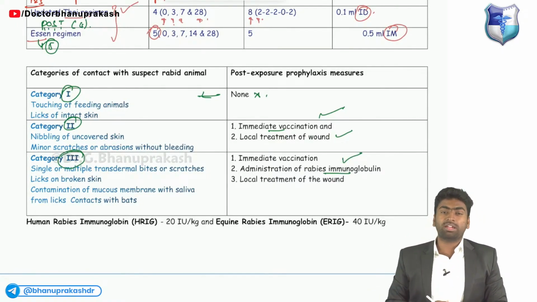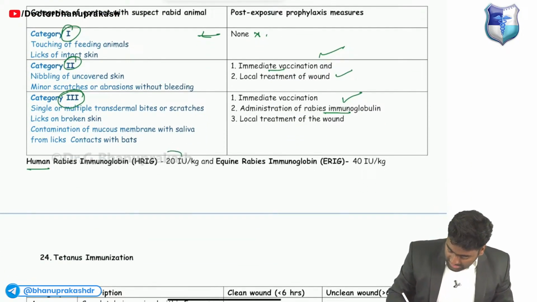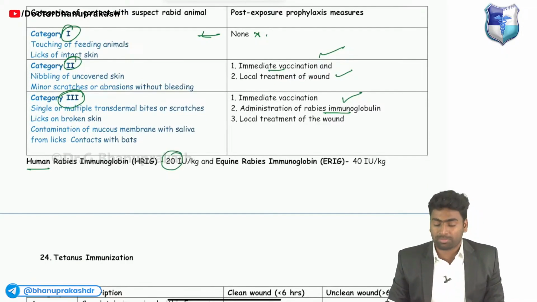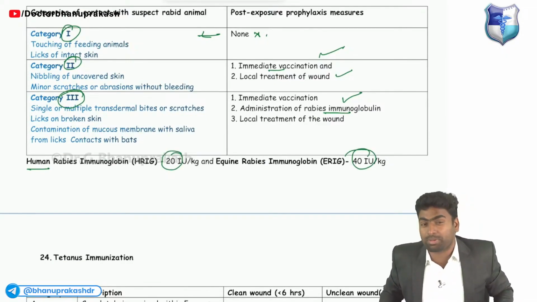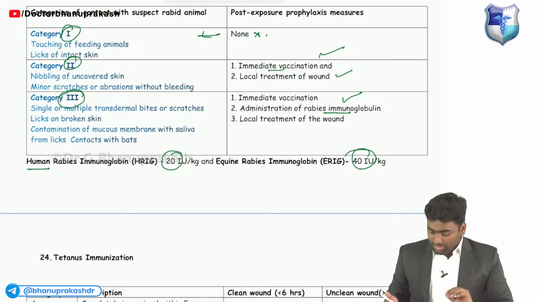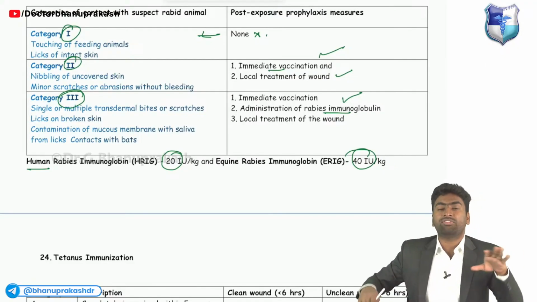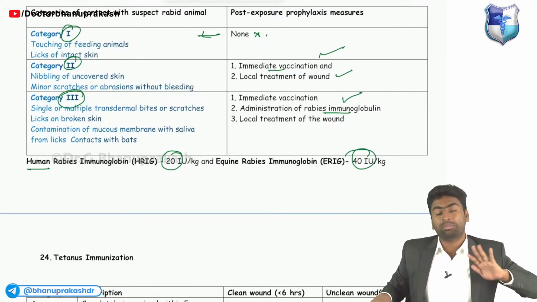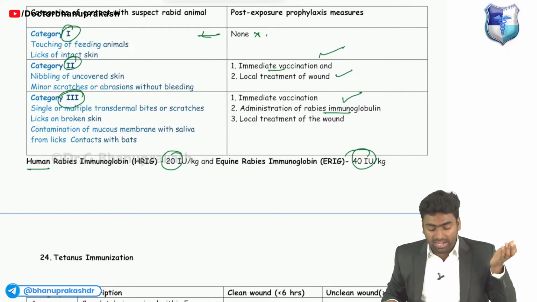This rabies immunoglobulin is of two types, the equine one and the human one. The human one is given at 20 international units per kg, whereas the equine one is given at 40 international units per kg. This is the rabies immunoglobulin. There are a few things you need to remember. If someone took rabies immunoglobulin previously, they don't need to take it again in their life.